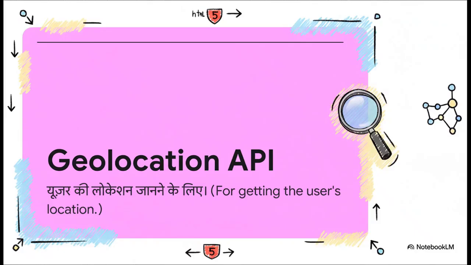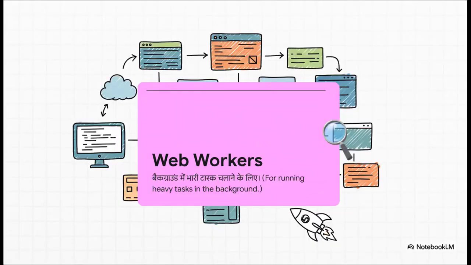Next up, the geolocation API. The prompts guide you on how to access a user's location, with their permission, of course. This is the magic behind all those apps that can show you restaurants nearby or give you directions from where you are right now.